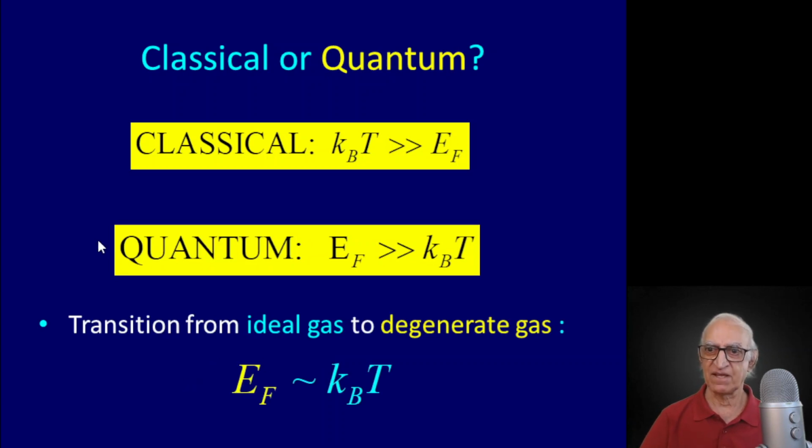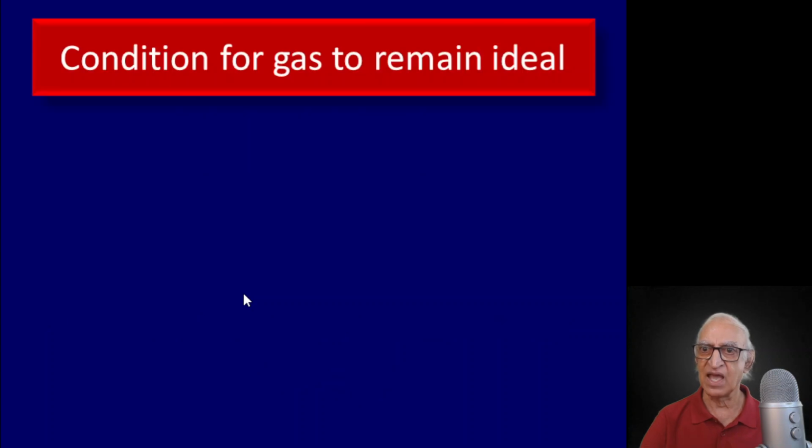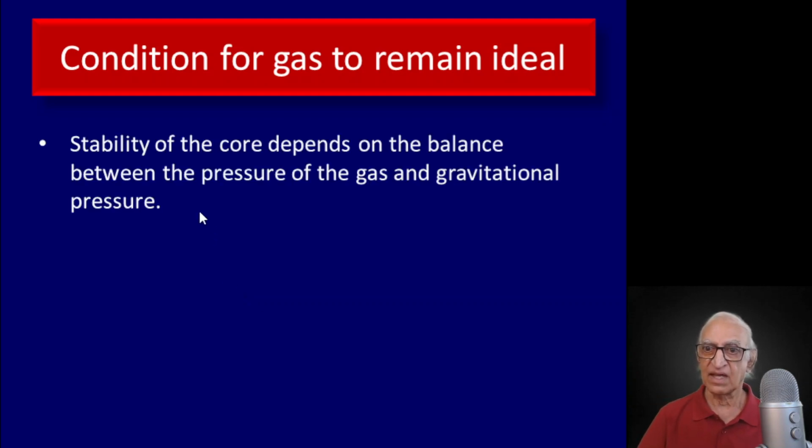So, to repeat once again, the question is whether the gas obeys classical statistics or quantum statistics. We said that depends upon a competition between kT and EF. If kT is much greater than EF, then it will be classical. On the other hand, if EF is much greater than kT, it will be quantum mechanical. So this is certainly one way of comparing the two situations, namely the classical situation and the quantum situation. You can state the condition for the gas to remain classical or ideal in a different way. You can say the stability of the core depends upon the balance between the pressure of the gas and the gravitational pressure.